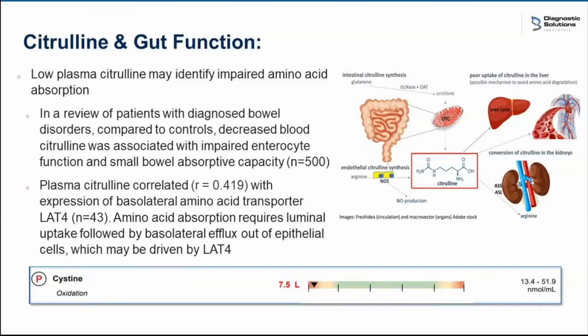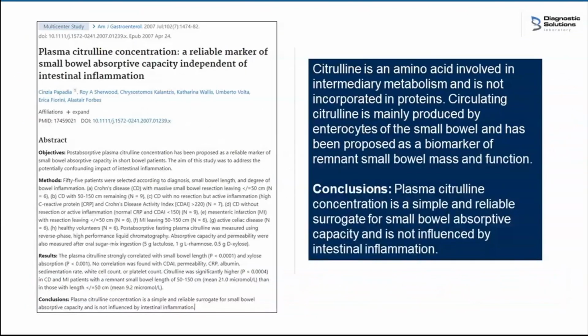But citrulline is mainly synthesized from glutamine as a precursor substance in the intestinal mucosa. When the epithelial cells in the intestinal mucosa are damaged, the synthesis of citrulline is significantly reduced. So this study found that citrulline is an amino acid involved in intermediate metabolism. It's not incorporated into proteins. So it's mainly produced by enterocytes. If there is any issue with that in the small bowel, then you're going to see lower levels. So it's considered a reliable surrogate marker for small bowel absorptive capacity.